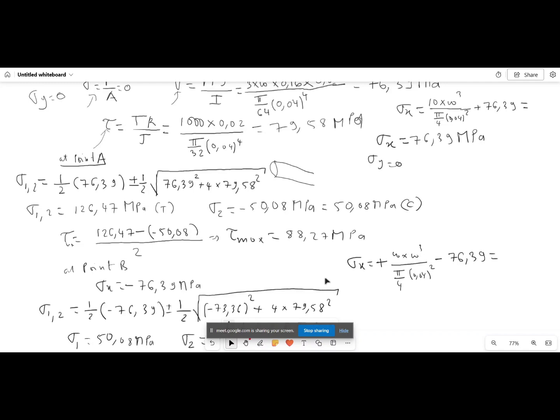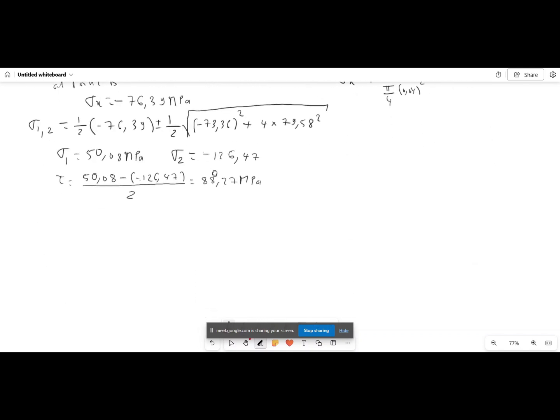You said the area of a circle is pi over 4 d squared, and our diameter is 40 millimeters? Yeah, it's 40. So I'm still getting the same answer. I don't know what I'm doing wrong. No, you're not doing anything wrong. Let's do it together.